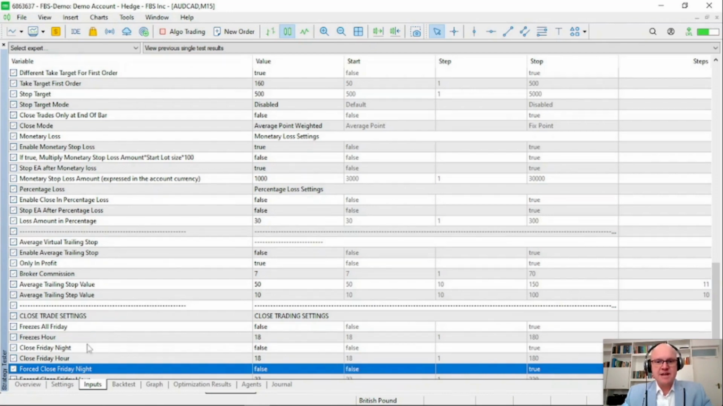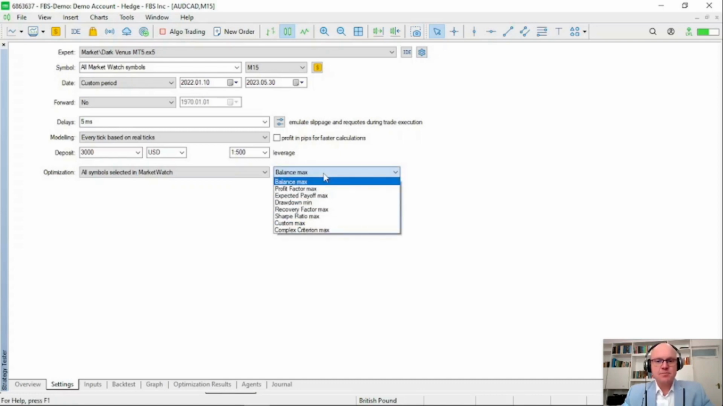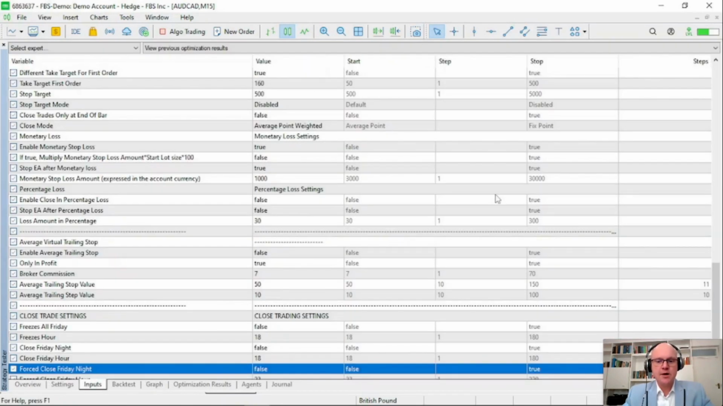By using it, it will save us a lot of time by not having to run it individually against each pair, and all we have to do is simply under the optimization select all symbols selected in market watch. Now this means you can add different symbols and also set the criteria according to what you want it optimized. What I'll be doing for the examples today is using our drawdown minimum option. Our previous drawdown was around 11%, and I would like to keep the drawdown between 10 and 20% preferably.